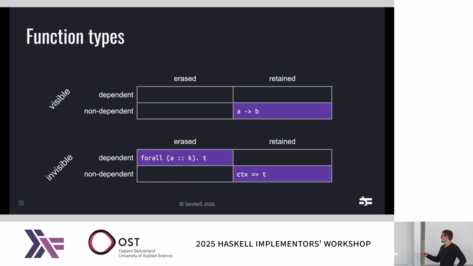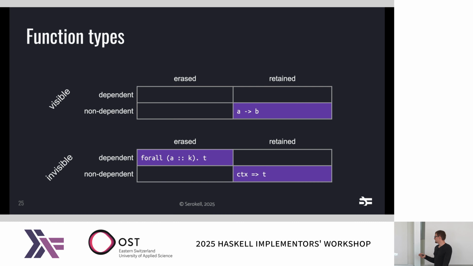Now, in the invisible table, we have the erased dependent quantifier called forall. It is erased because it will not survive to runtime. All types are erased in Haskell. It is invisible because by default it is inferred. You can make it visible with the @ sign at use sites on a case-by-case basis, but by default it is invisible. And yes, it is dependent because this A here is in scope in T. It can be mentioned in T.